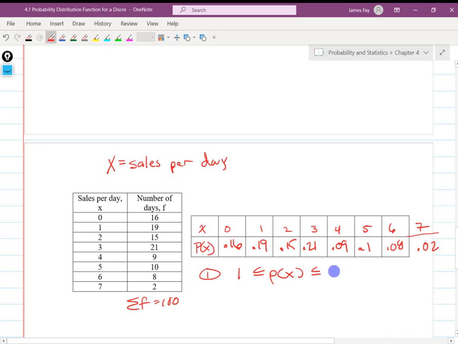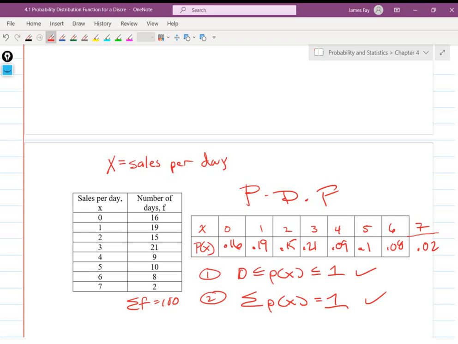And just the criteria, remember we had to have that each individual probability was between 0 and 1, right? That we've met. And then the sum of all of our probabilities has to equate to 1, and that we met. So this is a probability distribution function. Once we have that data processed, we can then change that into a histogram and see maybe what kind of distribution this looks like.